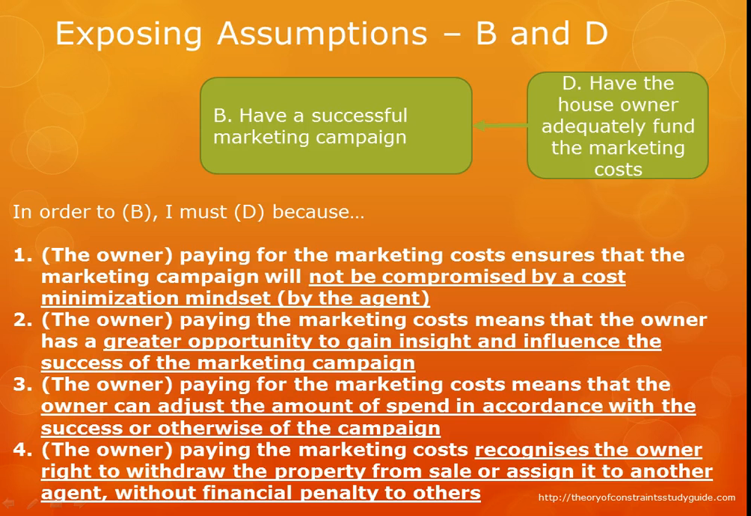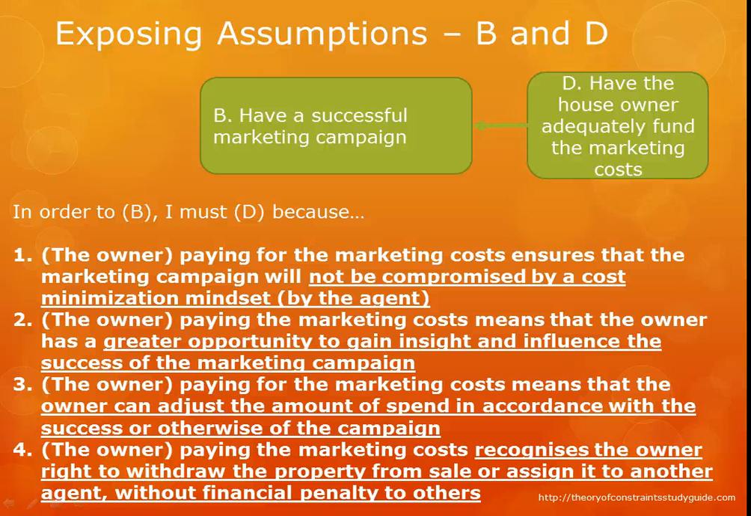Moving on to the relationship between B and D, which is predicated on in order to have a successful marketing campaign, we must have the house owner adequately fund the marketing costs. Some of the assumptions that underpin that reasoning are, firstly, in order to not compromise the marketing campaign by a cost minimisation mindset that may occur if the agent actually was paying for the marketing campaign.